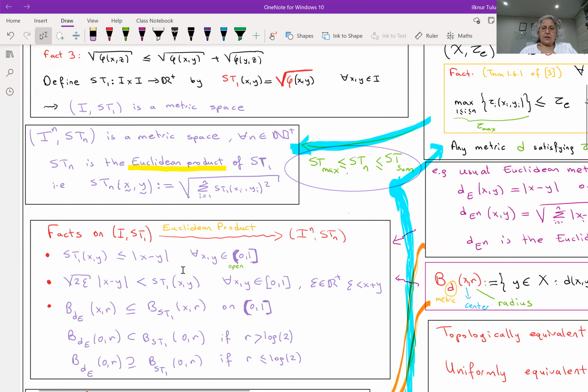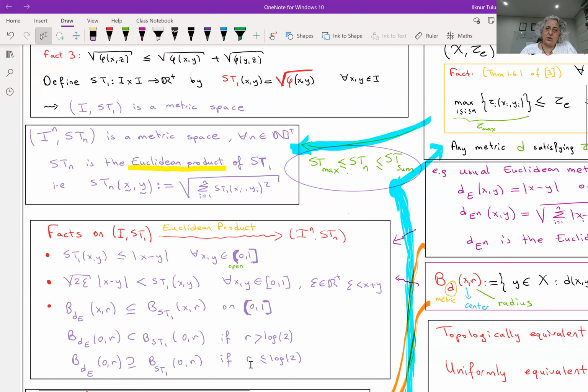And by using these inequalities, we can prove that the balls with respect to the usual Euclidean metric are inside the balls of the ST metric on (0, 1], where 0 is not included. If the radius is bigger than log 2, then the Euclidean ball is inside this ST ball. If R, the radius, is smaller than or equal to logarithm 2, then the ST ball is inside the Euclidean ball.